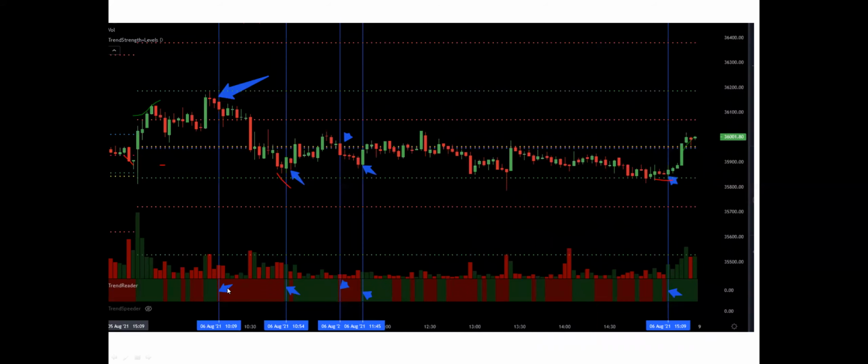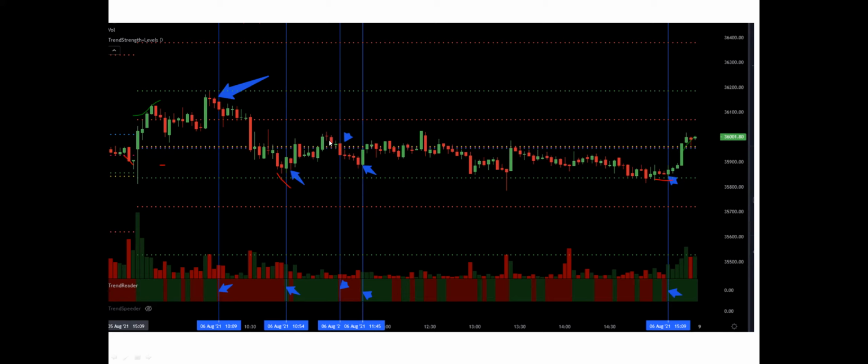Let me show you how you would have done scalping on the same day. If you see at 10:10, Trend Reader started showing red. Even though there is no confirmation from Trend Strength, we can go for a short. At least we'll get some points here. Until it turns green, you can ride almost 100 or 150 points. Similarly, when it starts showing green, you can take a scalp long entry. You can ride another 50-60 points on the upper side.